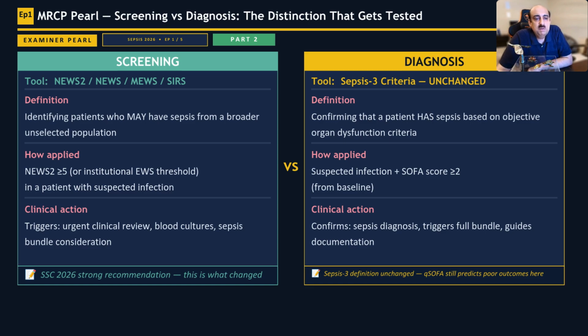And in the MRCP PACES exam, if you're asked a question, okay, how do you diagnose sepsis? The answer should be, in addition to other clinical information based on the scenario or station, by using the Sepsis 3 criteria, which means suspected infection plus a SOFA score of 2 or above, a rise of SOFA score of 2 and above from the baseline. Do not say the patient has a qSOFA of 2 and above.